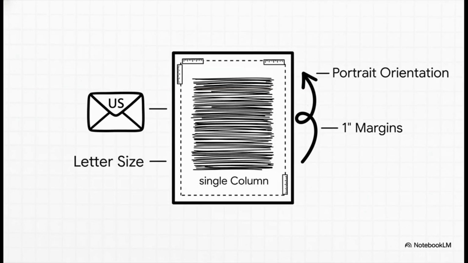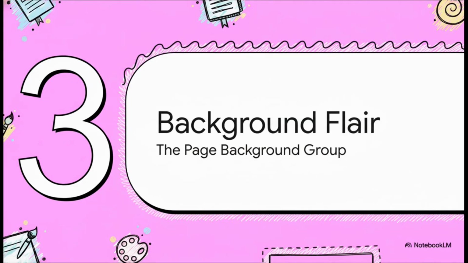Now this is a little insider tip for you. Every single time you open a blank document in Word, this is what you're starting with. It's set to letter size, tall portrait orientation with 1-inch margins and just one single column. Knowing this is a huge advantage because it means you know exactly what to change right from the get-go to get the look you want. All right, our foundation is solid. Now for the fun part.